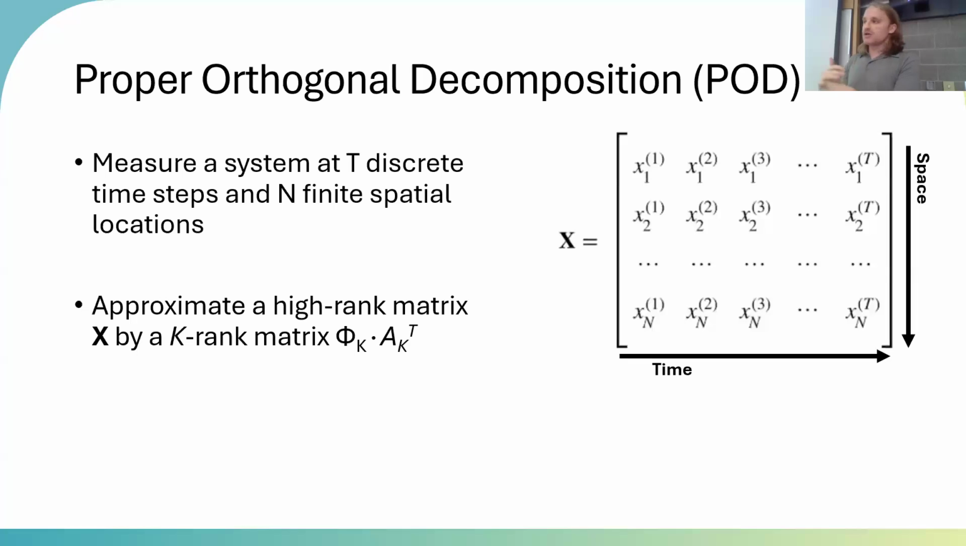The real purpose of proper orthogonal decompositions is to allow us to approximate a high rank matrix X by some lower rank matrix K, which allows us to extract information that might be ordered in a way that eliminates the noise, or at least allows us to reduce the effect that the noise has on our ability to perform that analysis.